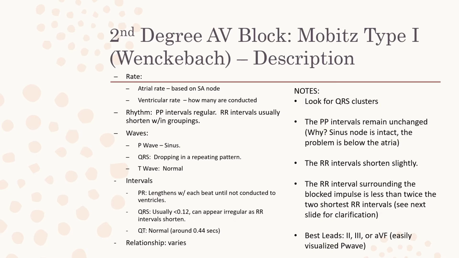So the atrial rate is based on the SA node, how fast the SA node is firing. The ventricular rate depends on how many are conducted, basically. So this is sort of a rhythm where looking at a 6-second strip would give us the best ventricular rate because it's going to be irregular.